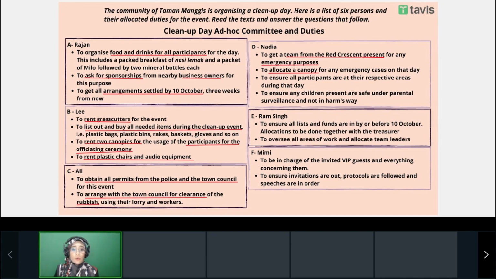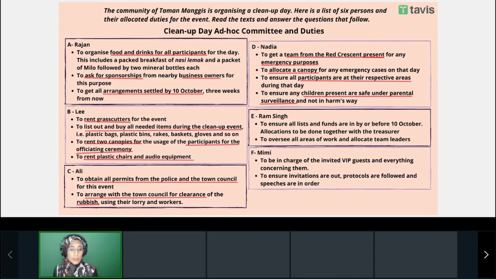And she is also to ensure all participants are at their respective areas during that day. So she is responsible to make sure that all participants are at their respective areas. And also to make sure that any children present are safe under parental surveillance and not in harm's way. So she is more likely to make sure that everyone is safe and secure. Okay, so she is in the security part, I can say.